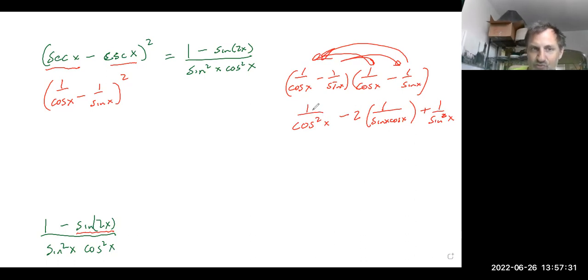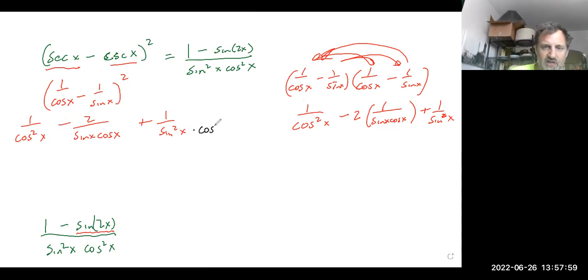At this point, I have 3 fractions. All of them have different denominators. So really, I'm going to just bite the bullet and get a common denominator. This needs to be scaled up. So I could rewrite this as an intermediate step: 1 over cosine squared minus 2 over sine x cosine x plus 1 over sine squared x. At this point, I'm going to scale up each of the fractions to get a common denominator. This one needs cosine squared x. This one needs sine squared x. This one needs another sine and another cosine.